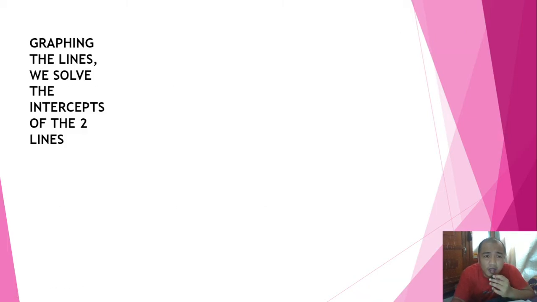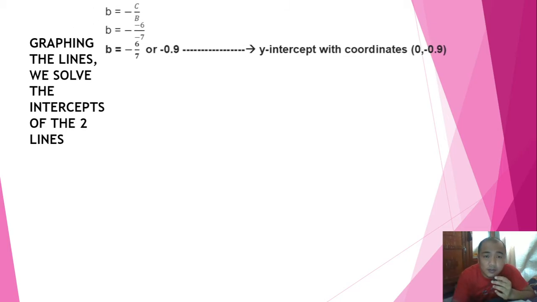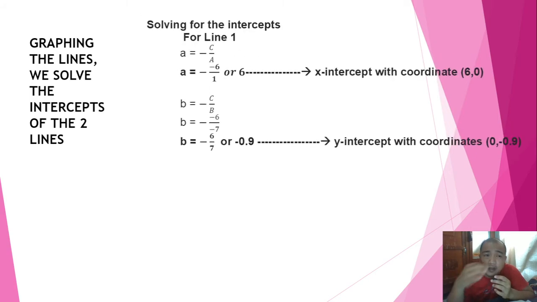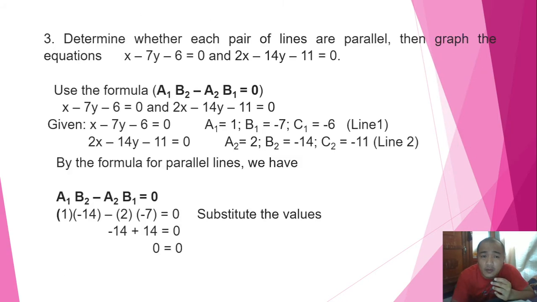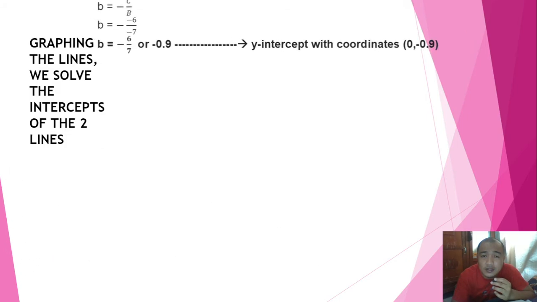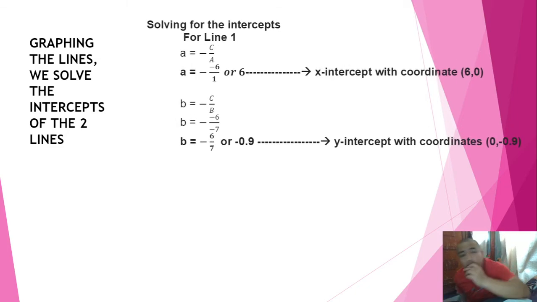So let us now graph the two lines. In graphing the lines, we solve the intercepts of the two lines. Para mas madaling mag-graph if we have the x and y intercepts of the lines. So for line 1, ano ba yung line 1? x minus 7y minus 6 equals 0. So for the x-intercept for line 1, negative c over a, negative 6 over 1 is 6. X-intercept is 6, 0. For the y-intercept, negative c over b, negative 6 over negative 7, negative 6 over 7, or in decimal form, negative 0.9.